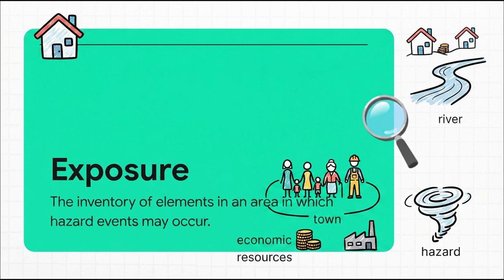Next, we have exposure. Exposure is defined as the inventory of elements in an area in which hazard events may occur. Simply put, it's who and what is physically standing in the way of that hazard. If we build a bustling town on a known river floodplain, well, our exposure is high. If populations and economic resources just weren't located in these potentially dangerous settings, the problem of disaster risk simply wouldn't exist in the first place.